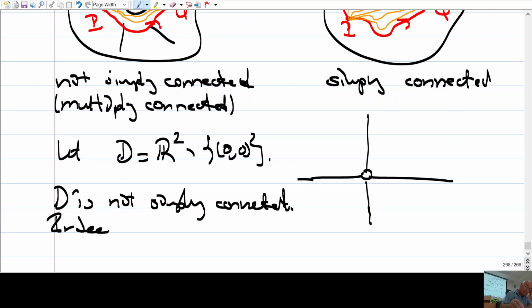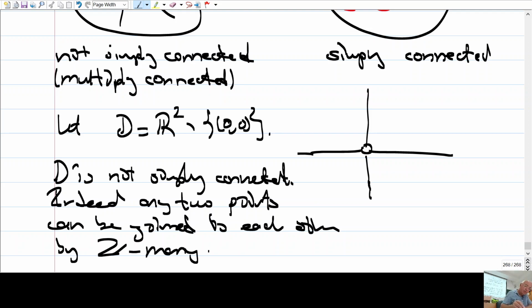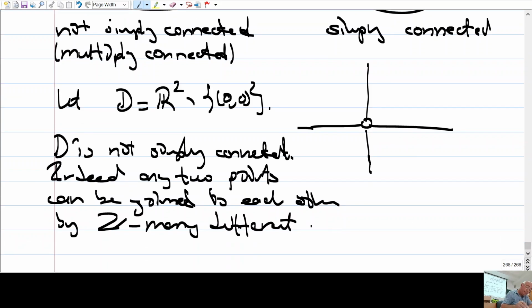Indeed, any 2 points can be joined to each other by integer many different paths, okay, homotopy classes of paths.